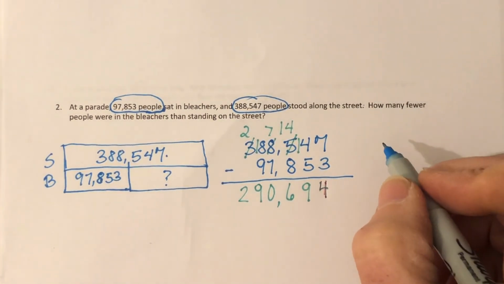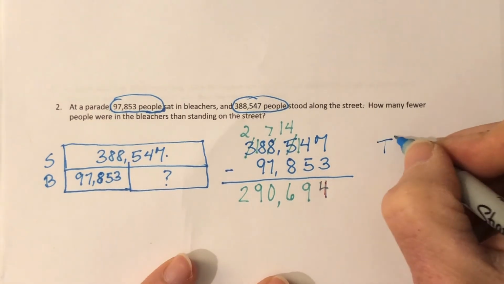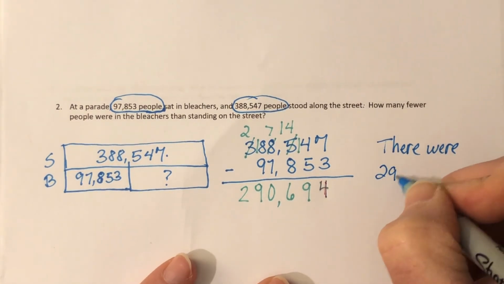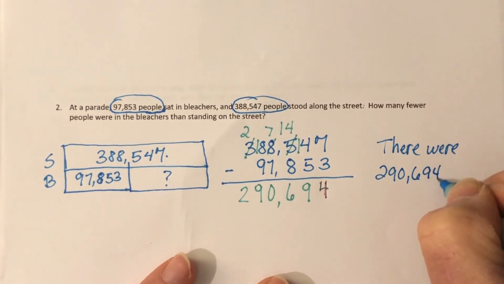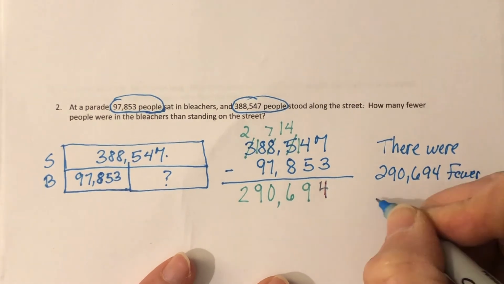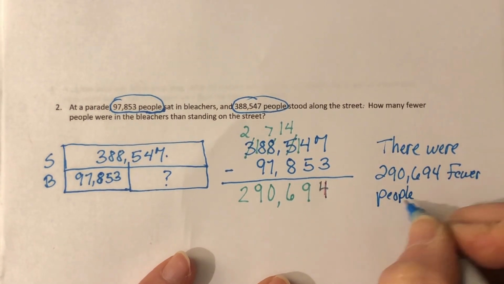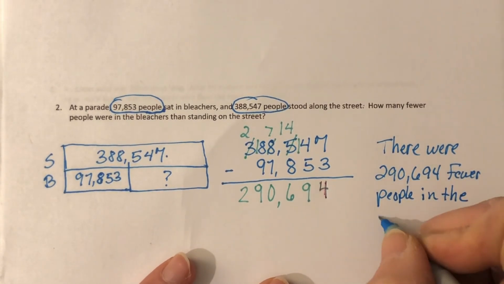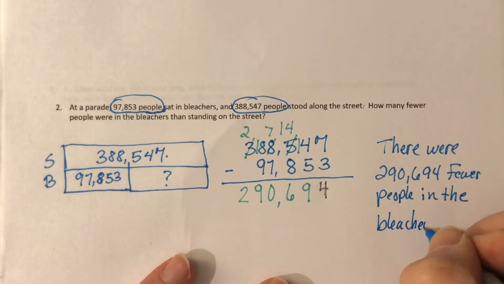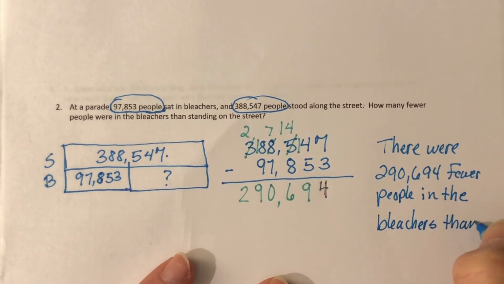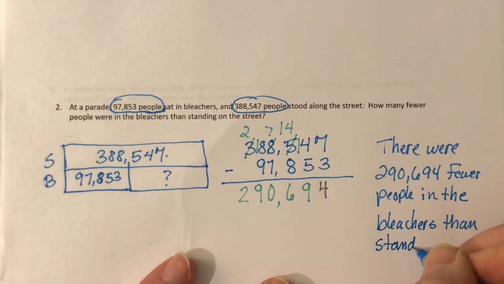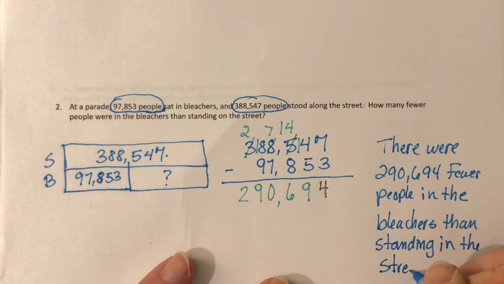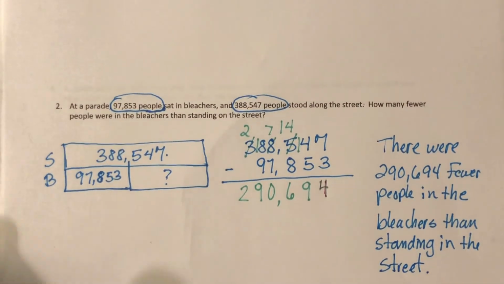I'm going to say how many fewer people are in the bleachers. There were 290,694 fewer people in the bleachers than standing in the street. Period. All right. There, we did all our problems.